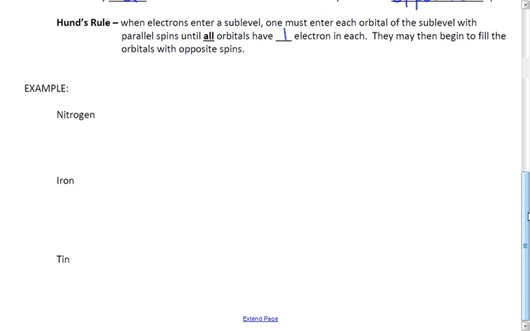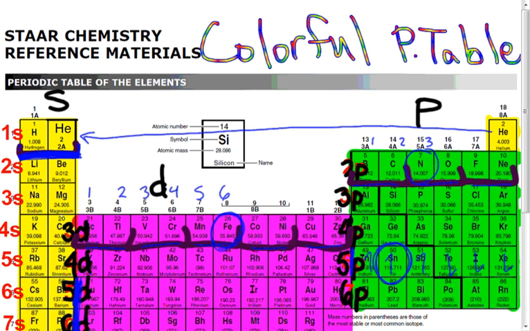So let's actually show you how this is working. We're going to look up nitrogen on our periodic table, and we're going to look up 2 things. Okay. We're going to look up the atomic number. What's the atomic number for nitrogen?